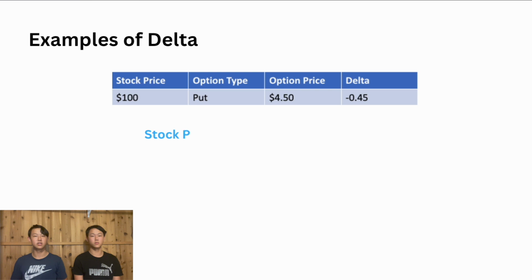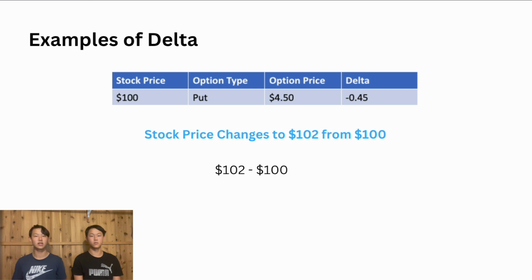Calculating put delta is very similar to calculating call delta. In this example, let's assume that stock XYZ is still trading at $100. Let's also assume that there's a put option for $4.50 with a delta of negative 0.45. How much will my option be worth if the stock price changes to $102 from $100?